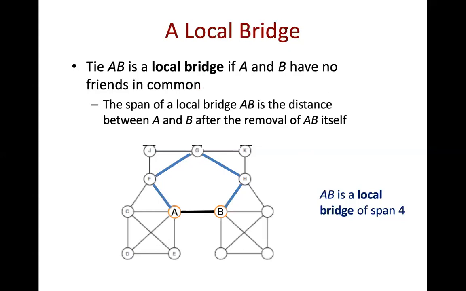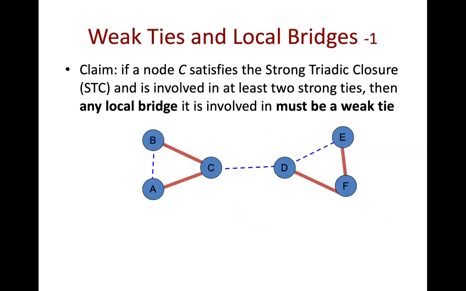What is a span? The span of a local bridge is the distance between A and B after the removal of AB itself. The path A, F, G, H, B has four edges inside, and that's why the span is 4. So we can claim: if a node C satisfies strong triadic closure and is involved in at least two strong ties, let's say B-C and A-C, then any local bridge it is involved in must be a weak tie. This theorem is based on all the definitions we just defined.